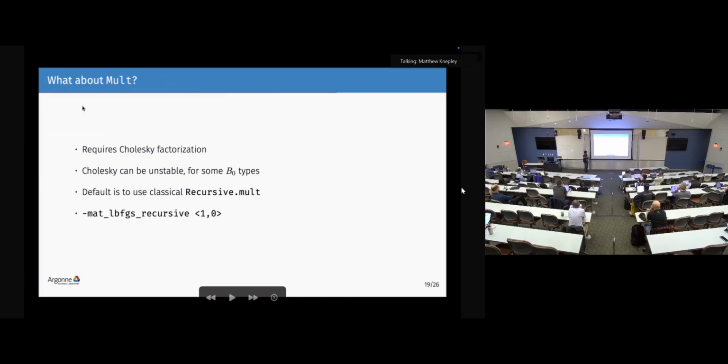Yeah. So to avoid that, unfortunately, our default implementation of MAT-LMVM dense BFGS is to use just the classical recursive one where you loop over the level 1 blocks. But if you know that the Cholesky will exist, because your B0 is the identity, then okay, you can use this flag option to say, yes, I actually want to use the non-recursive version for our MATMULT.